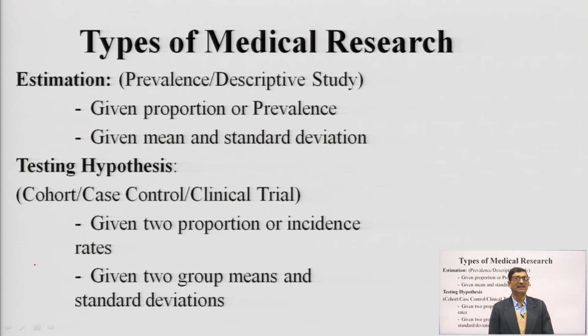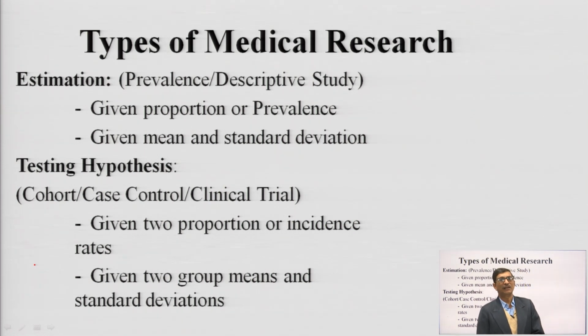Another type of medical research is testing of hypothesis. In testing of hypothesis, we have cohort or case control study and clinical trials, where we have two proportions or incidence rates of any disease. Also, if we have two groups and we want to compare them, then we have the two group means and standard deviations. So, there are two types of medical research: estimation and testing of hypothesis.